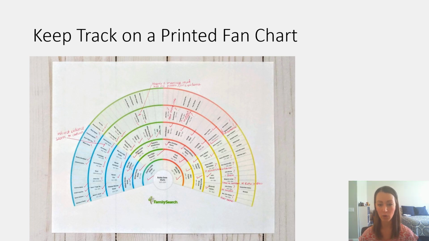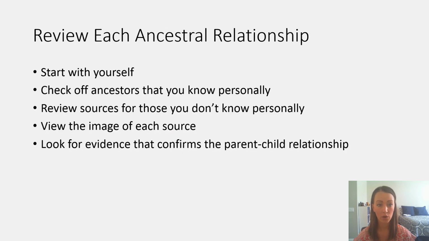So someone we know remembers them. But once you get back to a name that you don't recognize and your family doesn't recognize, they don't remember, then you need to check sources. So this is the process that we do. It's reviewing each ancestral relationship, the parent-child relationship. We want to make sure that the relationship between your great-grandmother and your great-great-grandmother is a correct link.